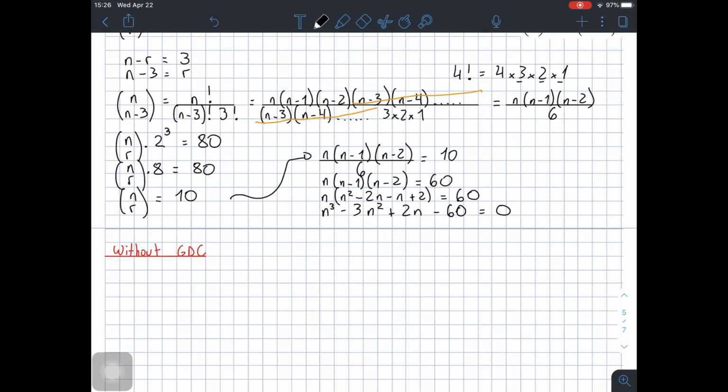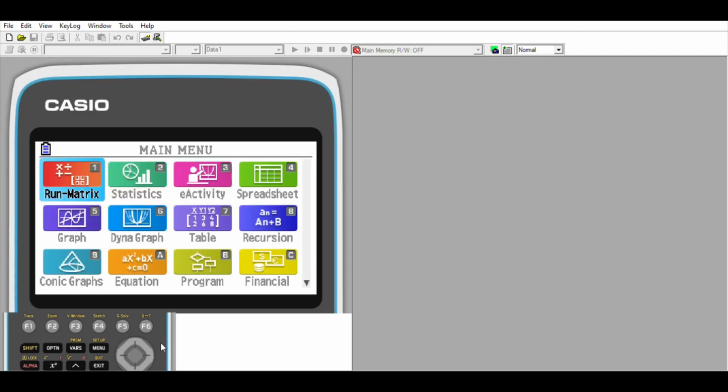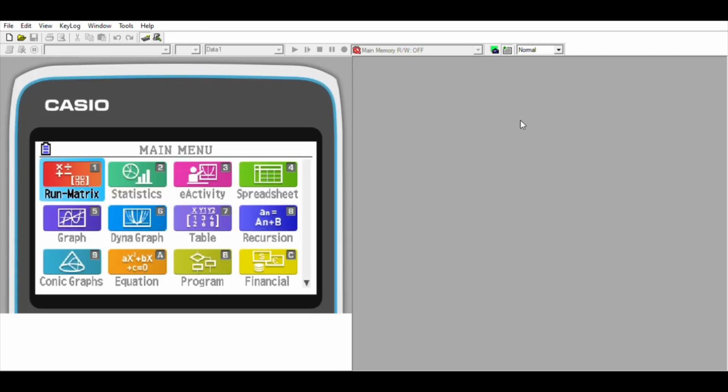So if we get a cubic function, the only alternative we have to solve this is by using our calculator. So I'm going to show you how to use a calculator. If you see, okay, this is the calculator. Let me see if I can make this a little bit bigger. I'll take this here.